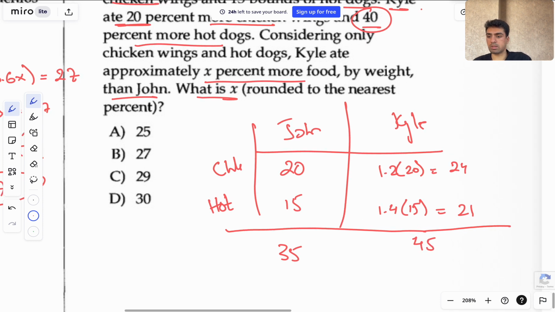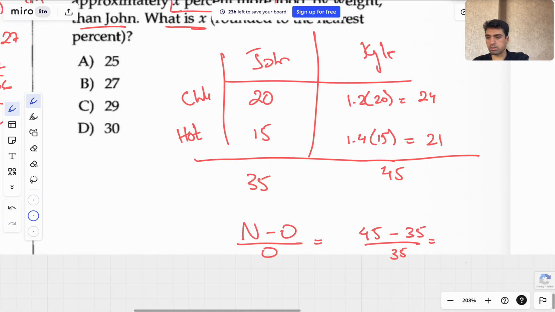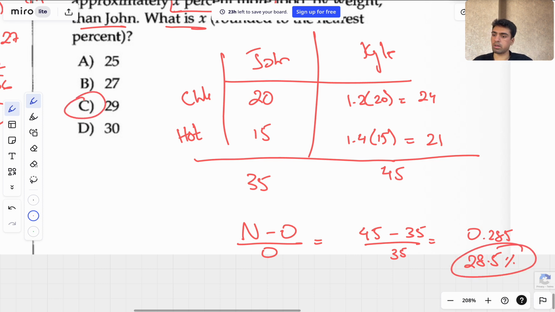So we want to find the percent increase. It is X% more, which means percent increase. To find percent increase, it is new minus old divided by old. So the new value is 45, and the old value is 35. So we get 45 minus 35 divided by 35, which is 0.285, which means around 28.5% more. So closer to 29, and that'll be our answer.